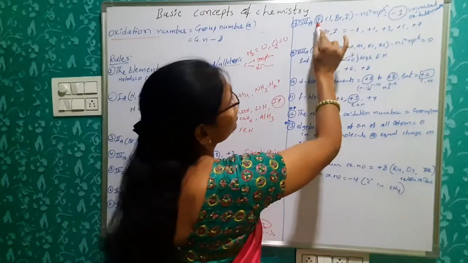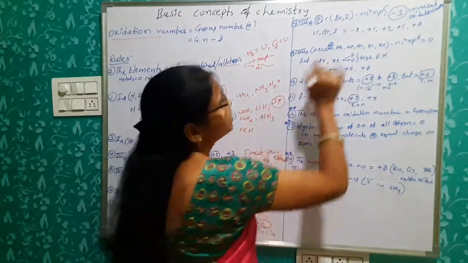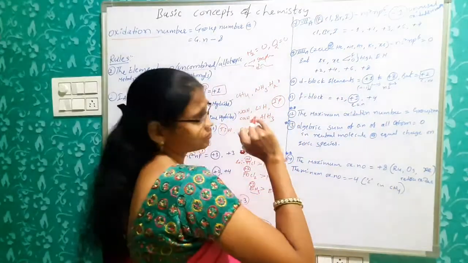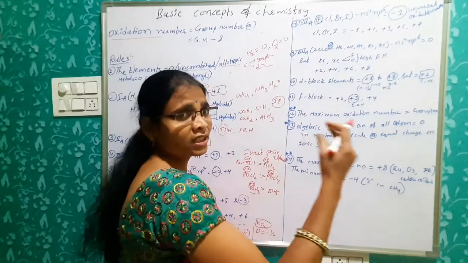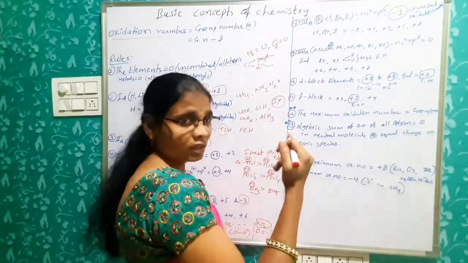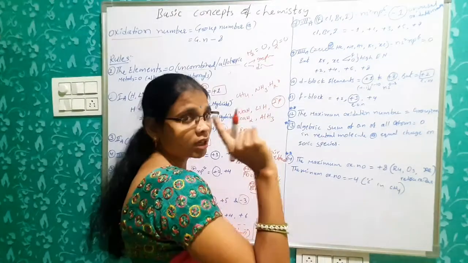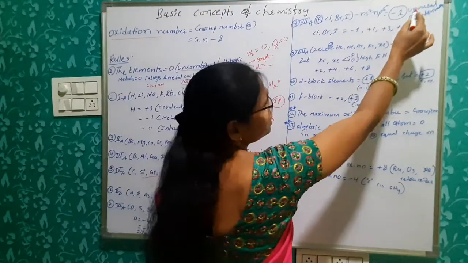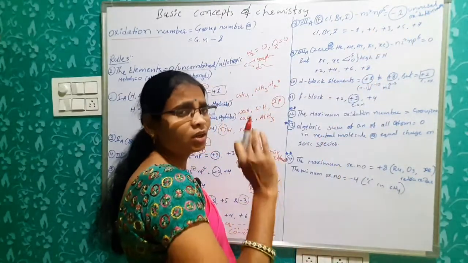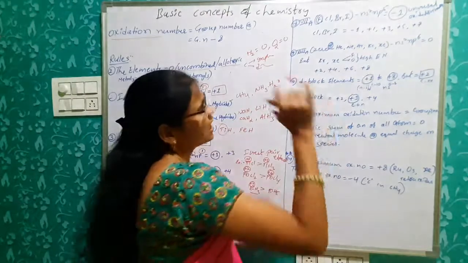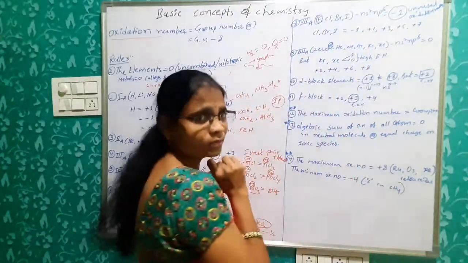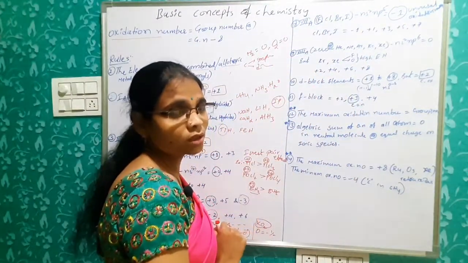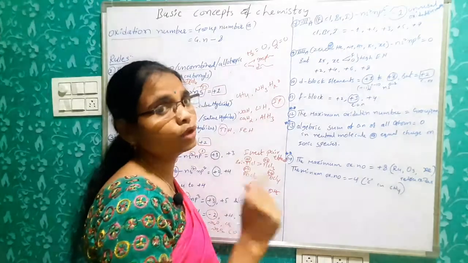7th A group elements: fluorine, chlorine, bromine, iodine, halogens. These halogens have ns2 np5 electronic configuration, so they are 1 electron less than the inert gas configuration. That's why they tend to accept 1 electron to get the nearest inert gas configuration. Fluorine, in all compounds, ionic, covalent, metallic, any compound, always shows a minus 1 oxidation number. That is called the universal oxidation number, minus 1, shown by fluorine.